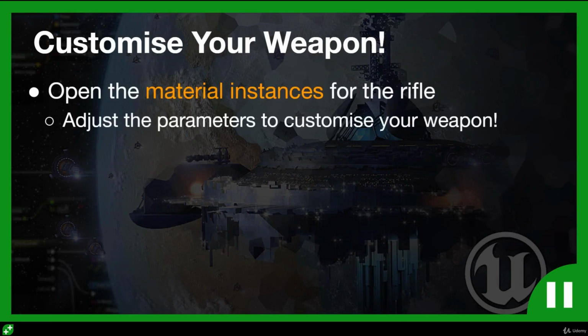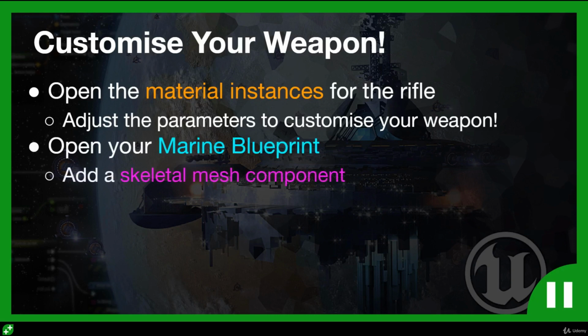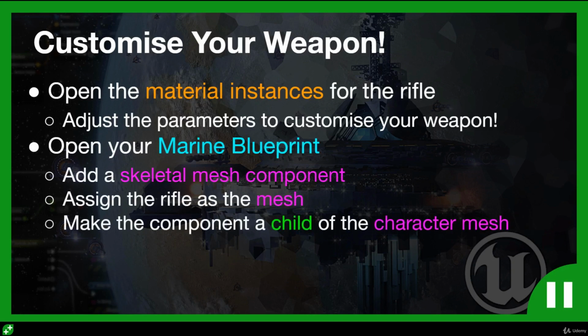Then once you've done this, head over to your Marine blueprint and add a skeletal mesh component. Assign the rifle as the mesh, then make the component a child of the character mesh. So pause here to set up your Marine's weapon, and then we'll take a look at how we can actually attach the weapon to the Marine's hands.